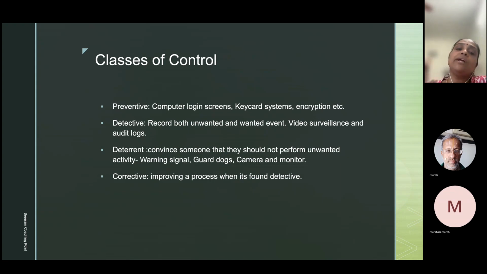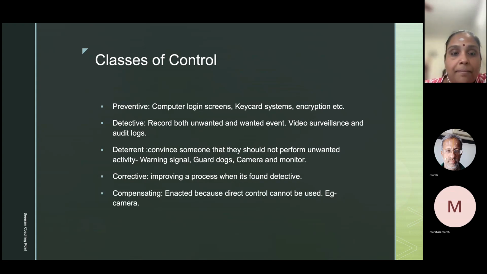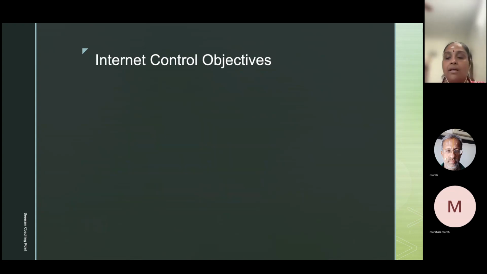Then corrective is improving a process when it's found detective. After everything has happened, what are we going to do to correct it? Compensating is when direct control cannot be used, like a supportive control. Say you have a log where all the incoming guests are entered, plus we also have a CCTV camera which is going to record it. Then recovery, the use of a tool to remove a virus. Now recovery is also important. Say something has already happened, what are we going to do to come back to its original shape?